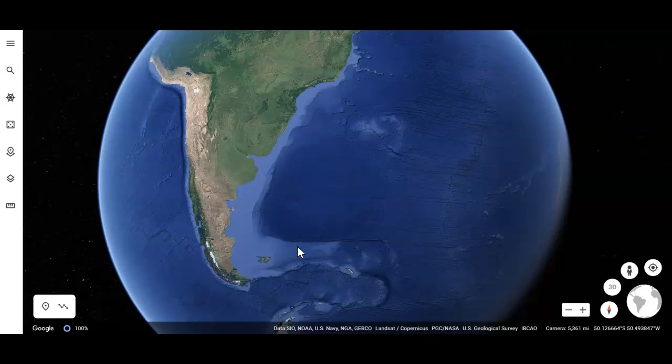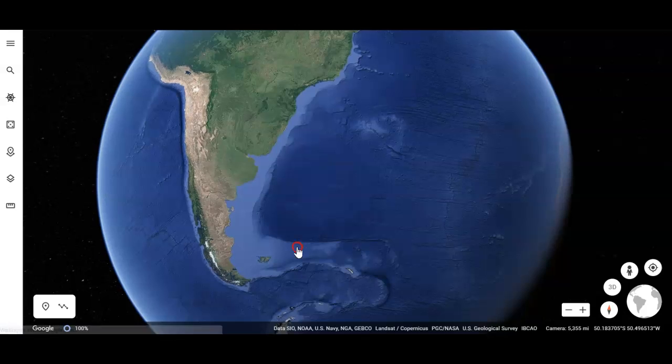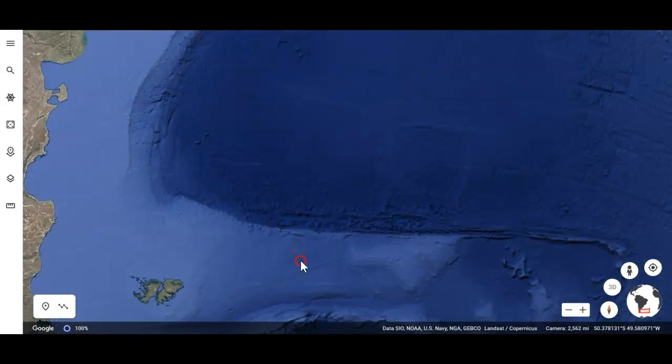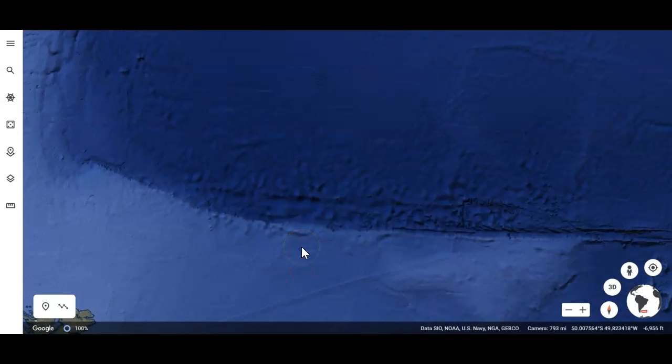Now notice it doesn't show the elevations because I'm so far out in space. This one here is 5,326 miles above the Earth. So if I zoom in closer though, it's going to show me. And this is about 7,000 feet below sea level at that exact point.